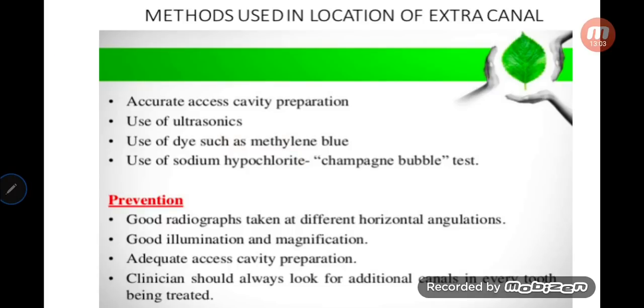Okay, this is again a method that helps in determining the extra canals: accurate access opening, ultrasonics, as I said, like methylene blue, Champagne bubble test, which is the use of sodium hypochlorite, and other methods of identifying the extra canals. So just go with the slide. Just one time reading. I feel like you can manage things.